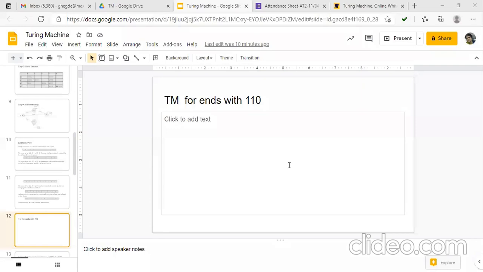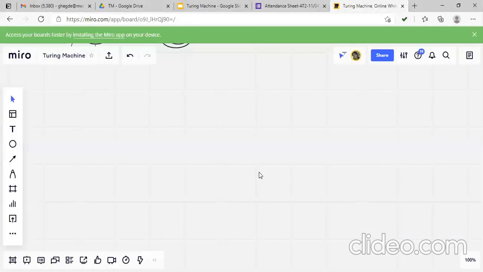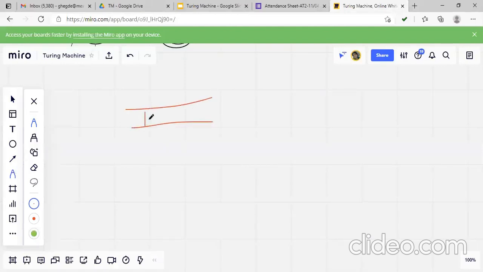See, I have a string. ठीक है, मेरे पास string है. It consists of zeros and ones. At last, it should have 110. What may be the logic for this example? मुझे find out करना है कि ये 110 है. What is the logic? It is very simple. Move right till we get blank.